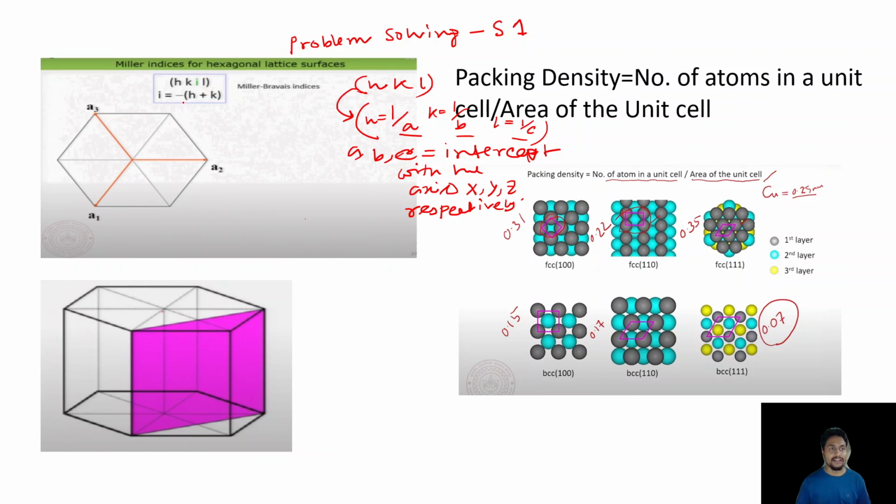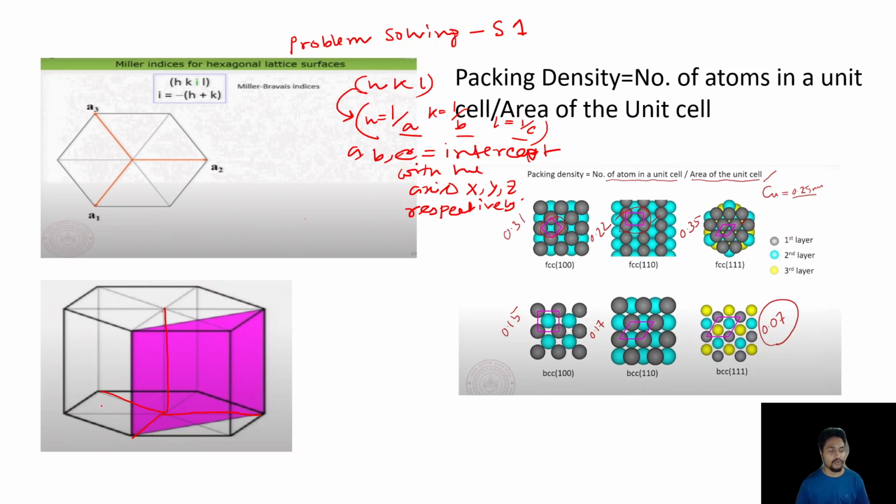So, and I is nothing but the minus of H plus K. So now this is A1, A2, and A3. Let's say we want to assign this plane. Let's say this is my A1, this is my A2, and this is my A3, right? And this plane intercept is called as the, yeah, this is, let's say, 0.